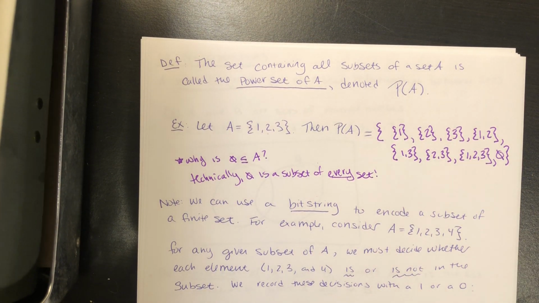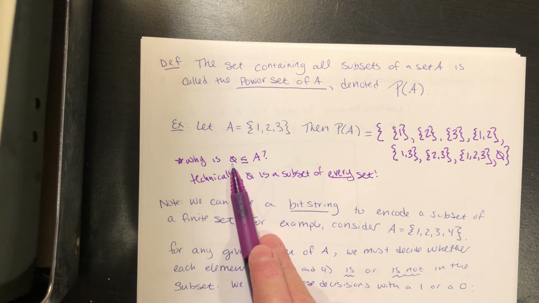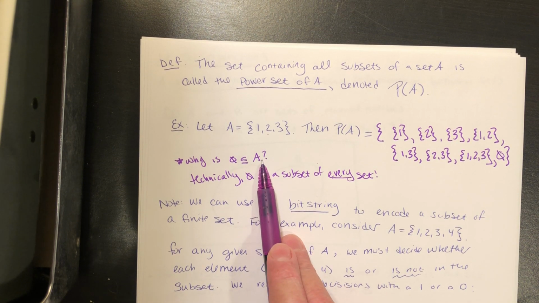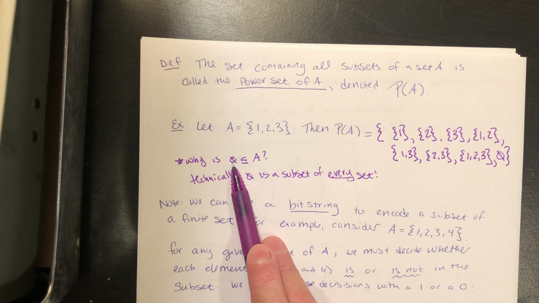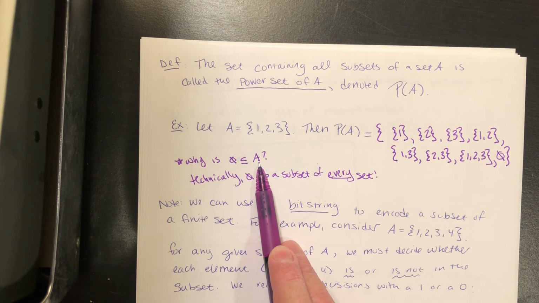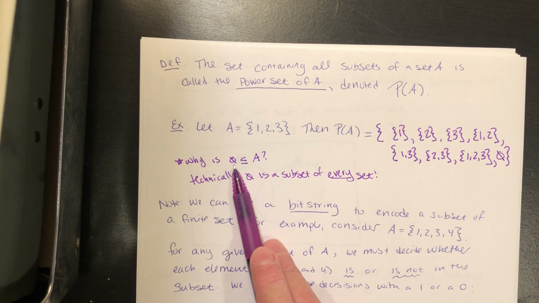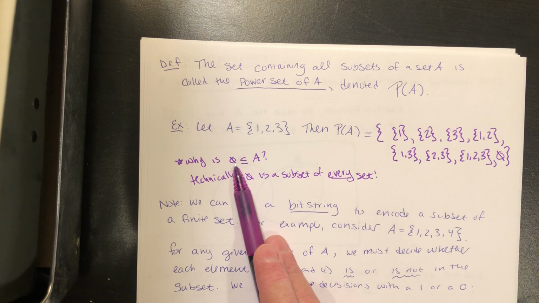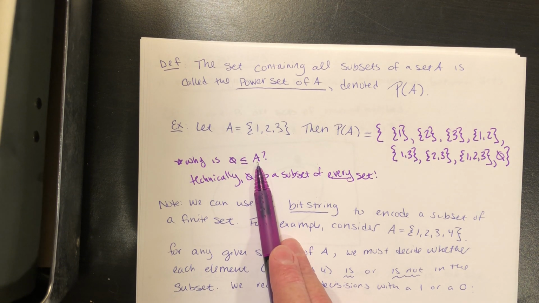And that's true because to check that this is correct, that the empty set is a subset of A, we need to check that every element of the empty set is an element of A. Well, there's nothing to check because the empty set has no elements. So this is sort of trivially true, that every element of the empty set is also an element of A.